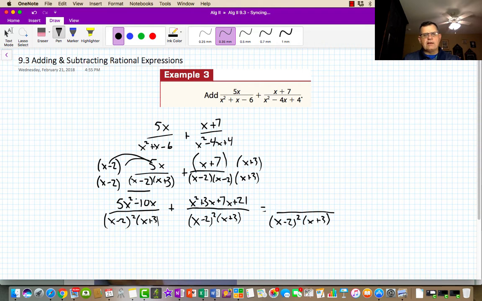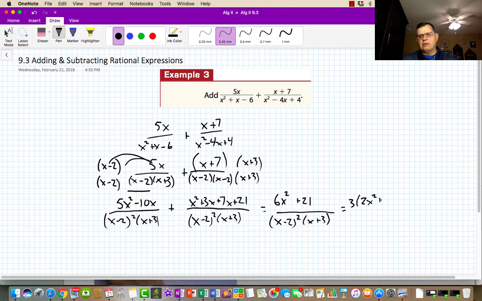And now I simplify the top. 5x squared plus x squared is 6x squared. Minus 10x plus 3x and 7x is 10x. So minus 10x plus 10x is 0 plus 21. So I can factor 3 out of the top. I have 2x squared plus 7 all over x minus 2 squared times x plus 3. That's about as far as I can factor it.